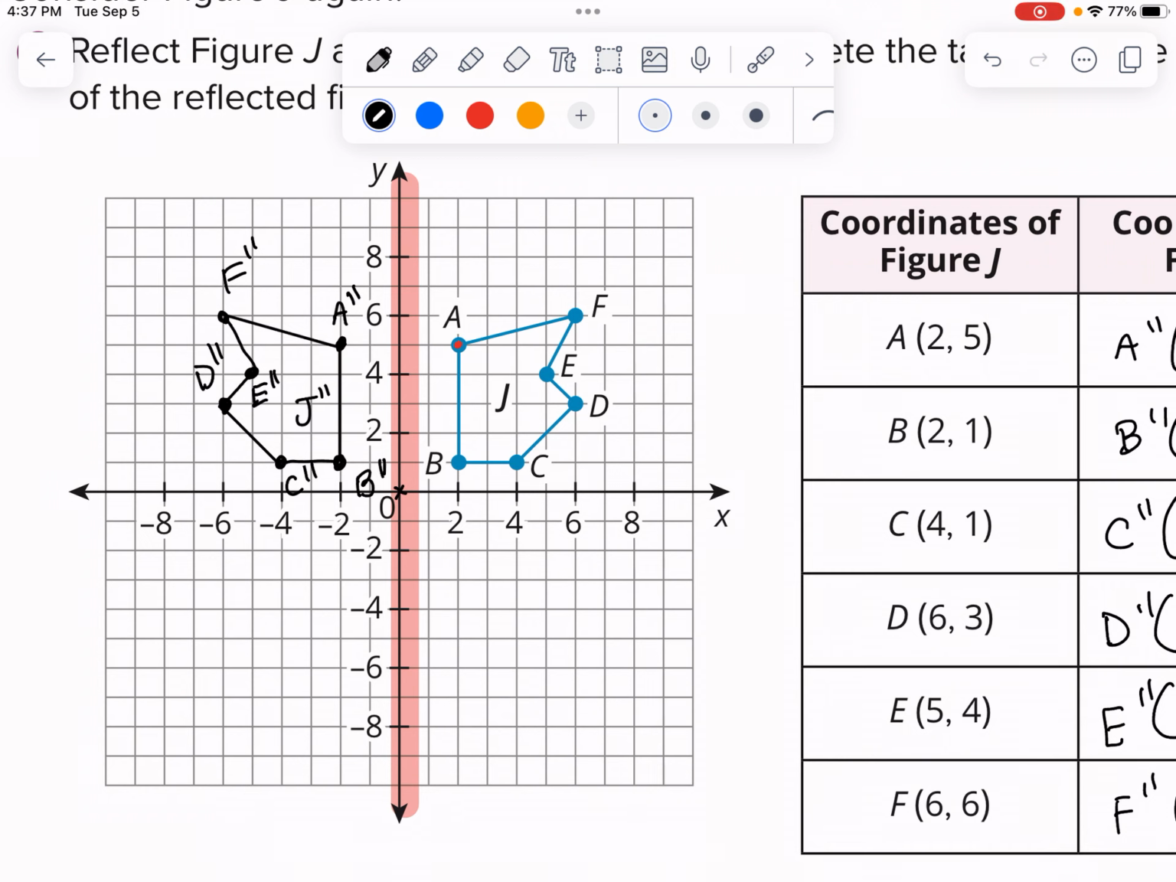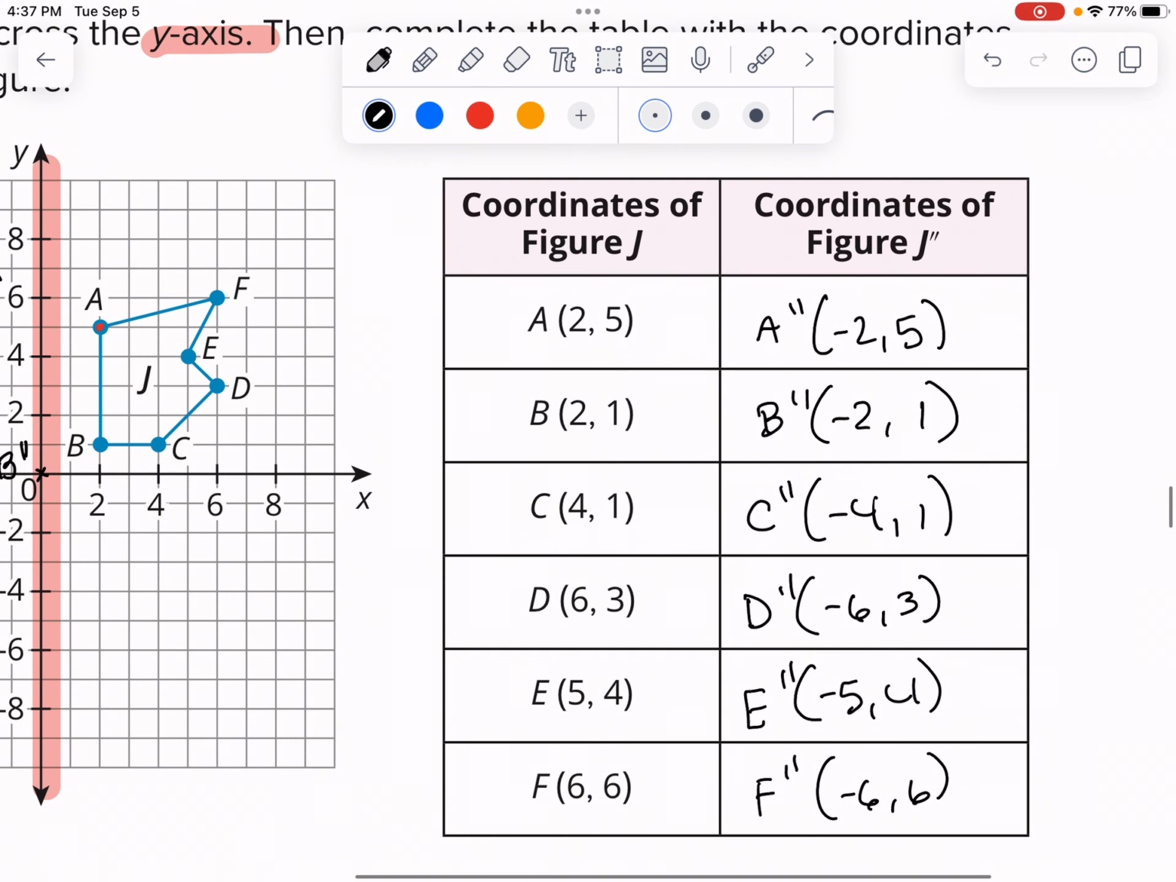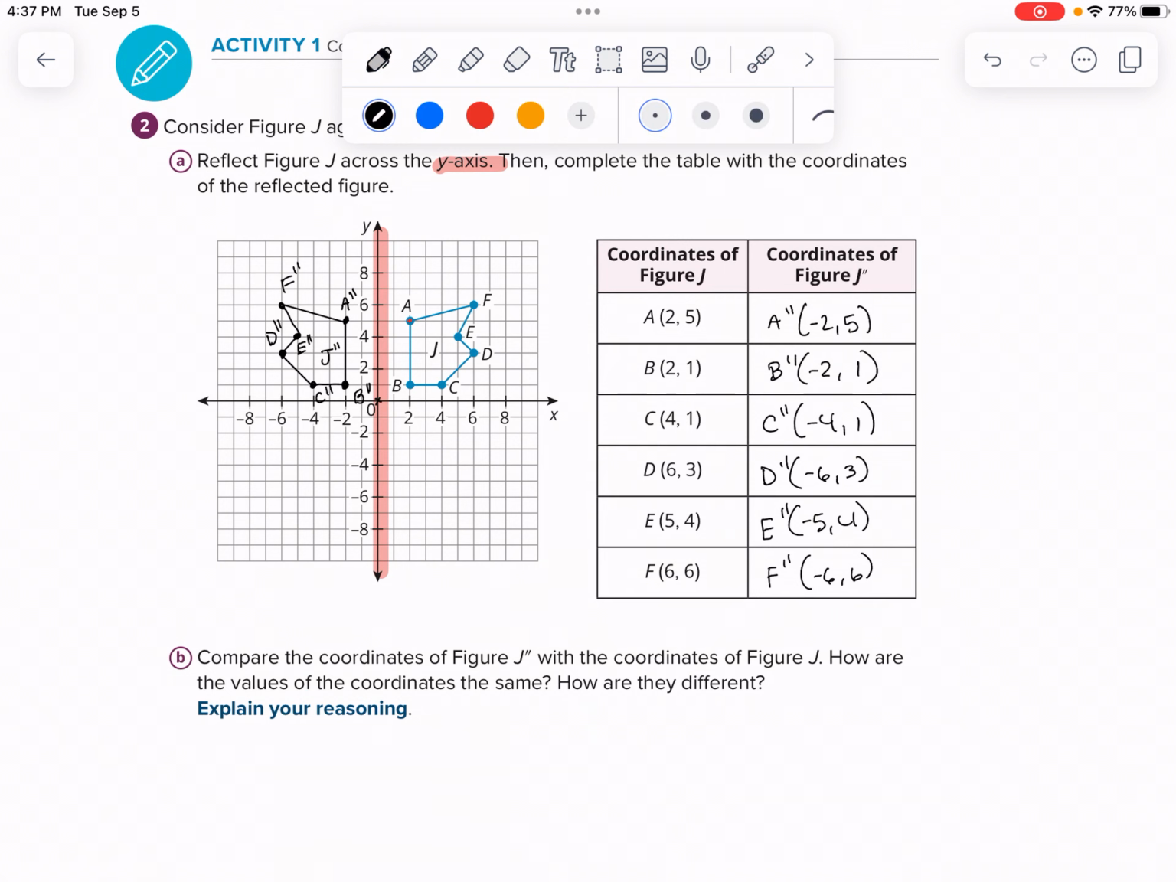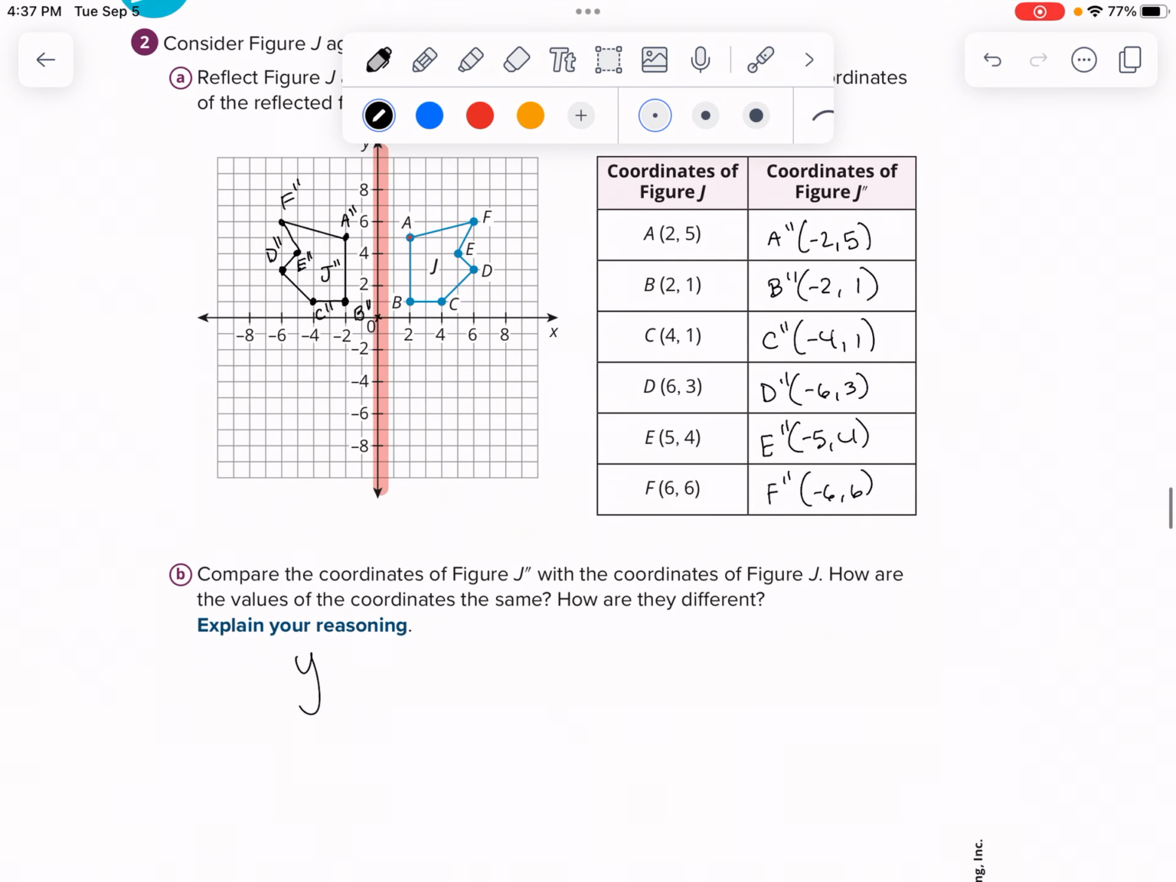So let's go ahead and identify what is the same and what is different, just looking only at the coordinates. So we can just look at A to A double prime, right? What do we notice is the same? What do we notice is different? Right, 2, 5, -2, +5. We should hopefully notice that the Y values are the same. So when we reflect about the Y-axis, Y values will stay the same.